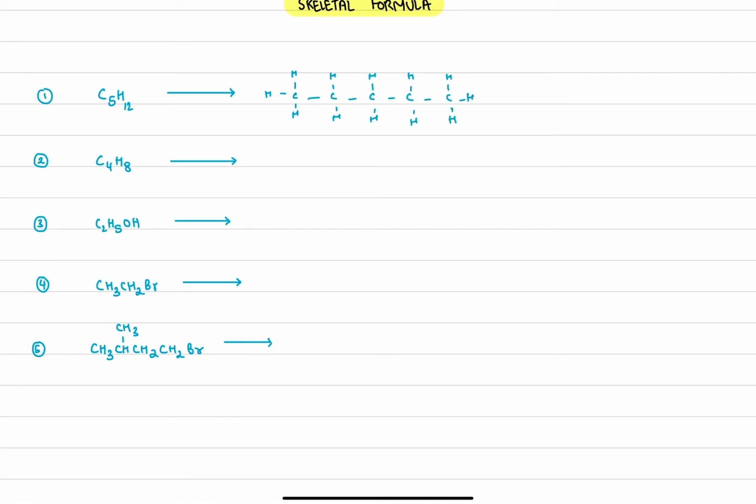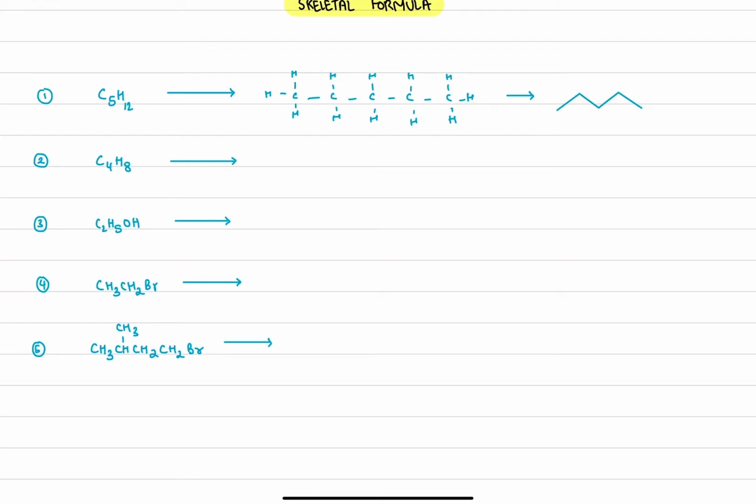So I hope all of you are very comfortable with drawing displayed formulas. This is the displayed formula for pentane. Now, when we are drawing our skeletal formula, remember that all C-C bonds will be represented as straight lines. So this is one C-C bond, this is another C-C bond, here's another, and here's another. If you look over here, you can clearly see you have 1 bond, 2 bonds, 3 bonds, and 4 bonds between carbons.